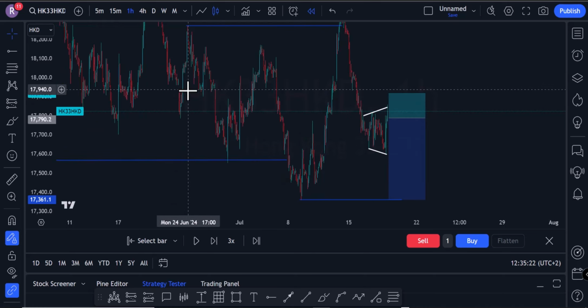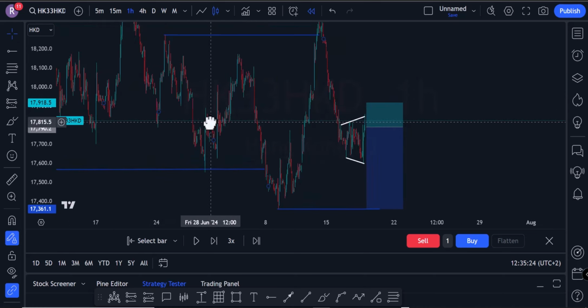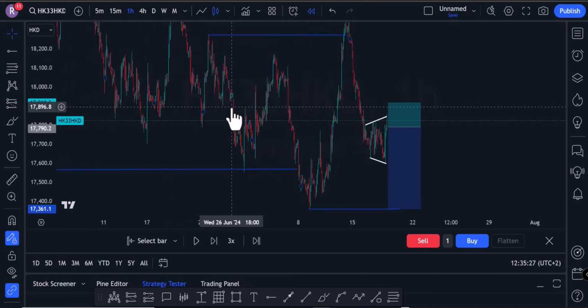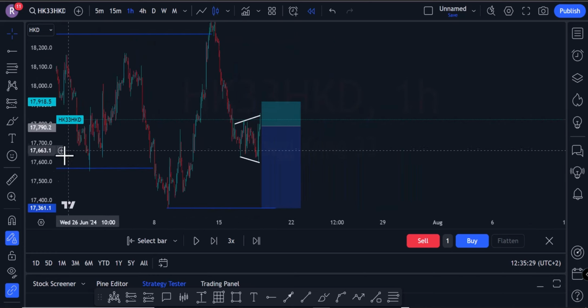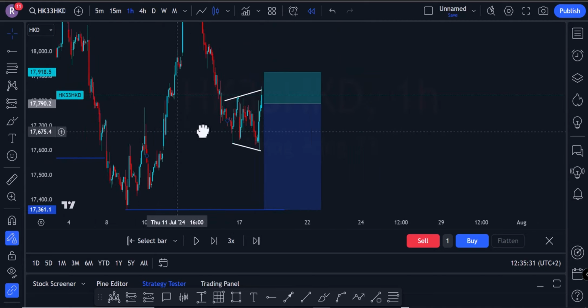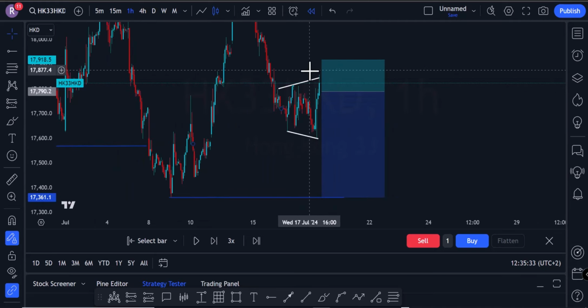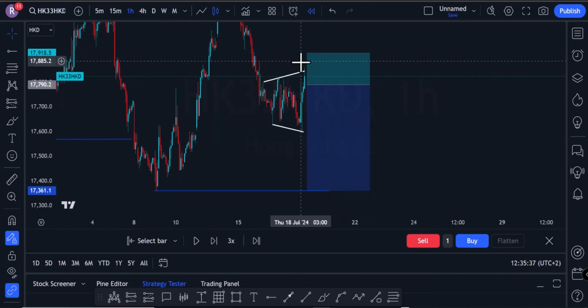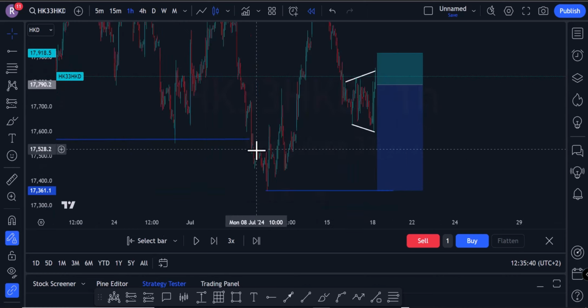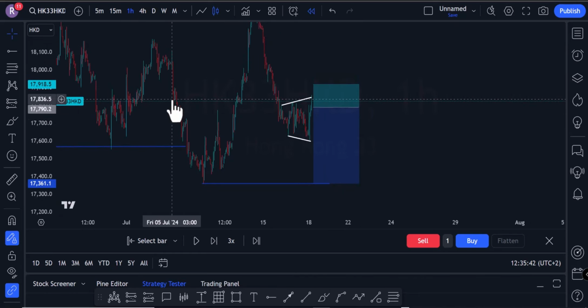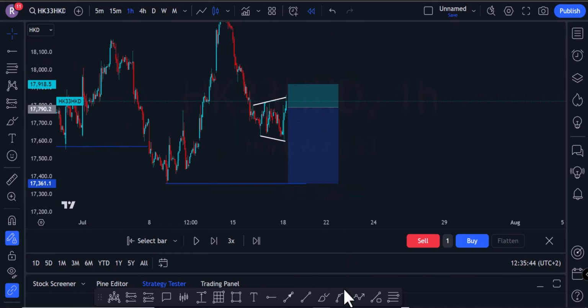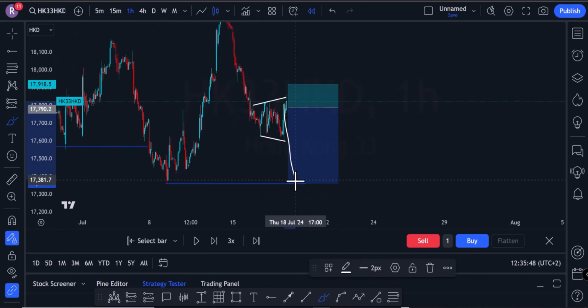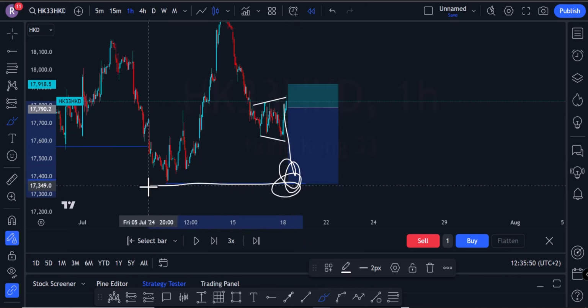Okay, guys, so here we have this pair, HK33, so it's Hong Kong 50. Okay, so in this one you can see that we have our 1 2 3 there. We're just waiting for an entry, and then we take it to the downside. So majority of the time what usually happens is that when price goes down, guys, it usually reverses from the 90% area or the 100% area back to the upside, right?